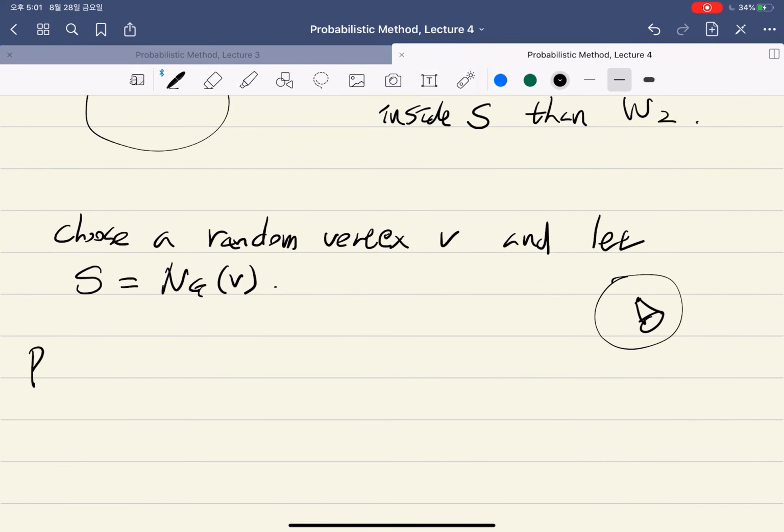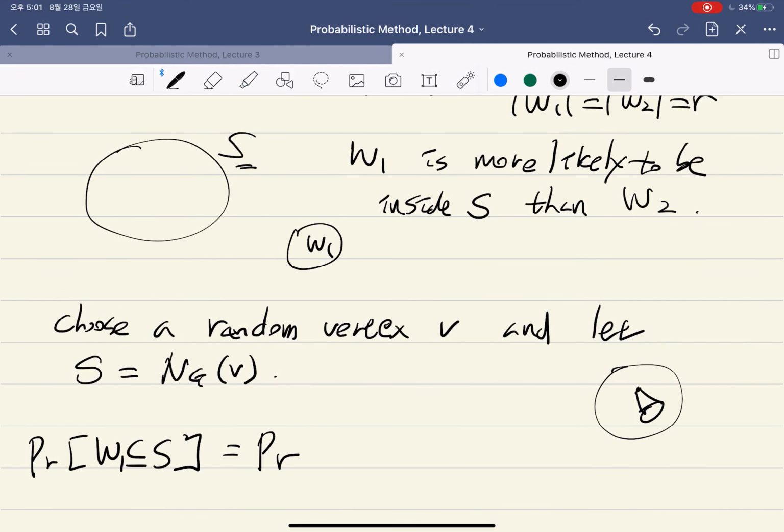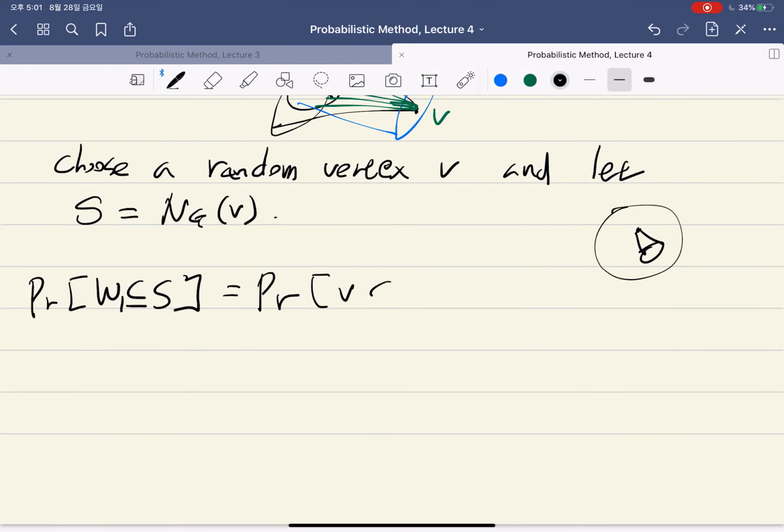Then what's the probability that this W is inside the S? That's the probability that you choose one vertex and its neighborhood contains W1, which is the same as V lying inside the common neighborhood of W1. So this happens if V is a neighbor of every vertex in W1.